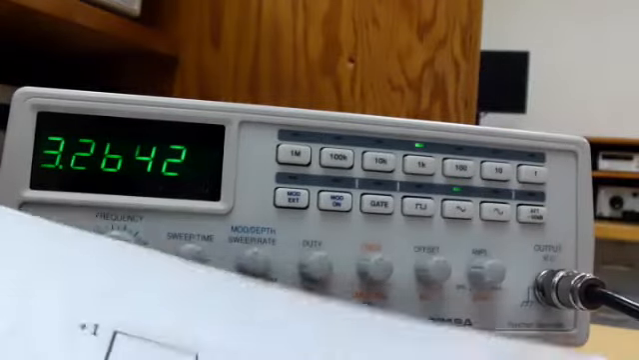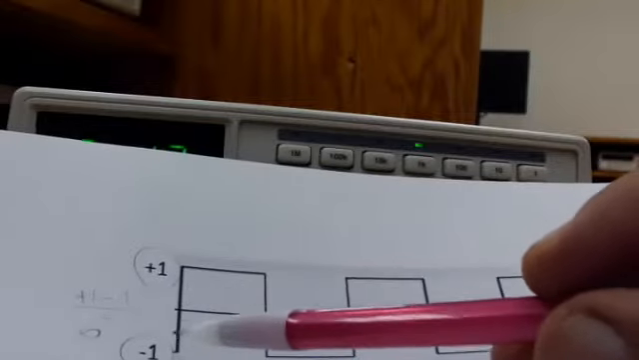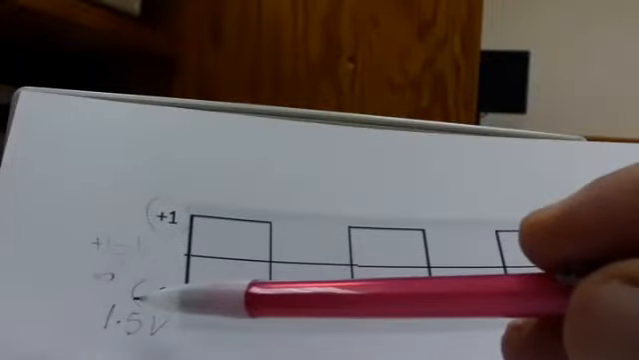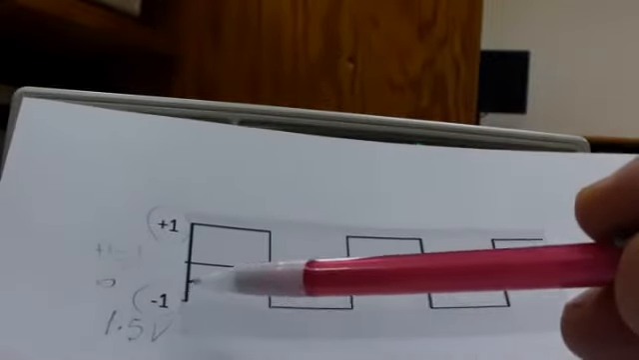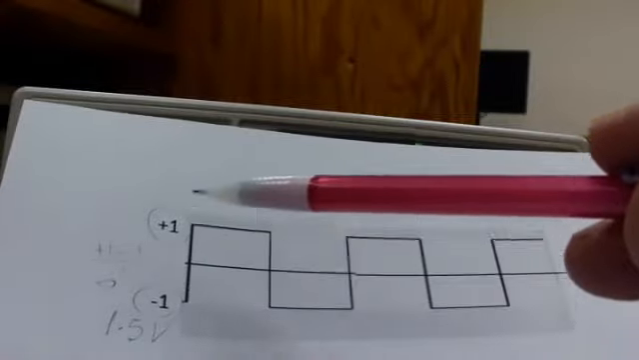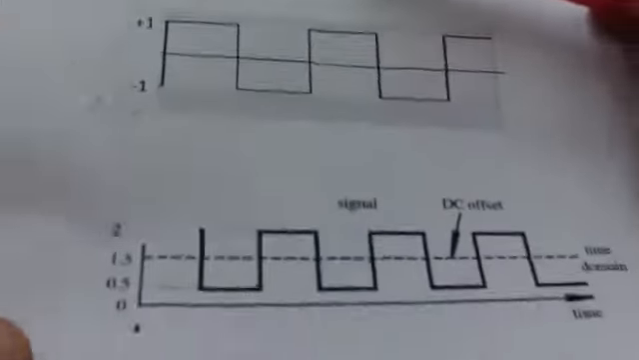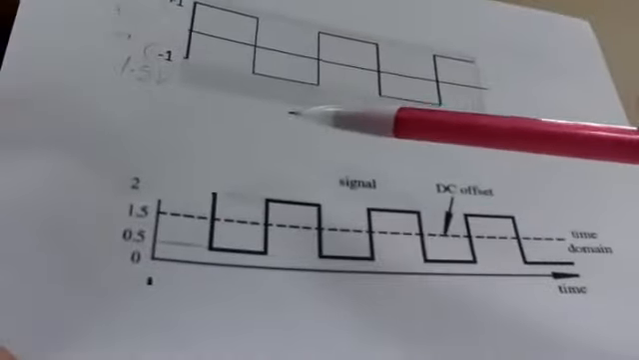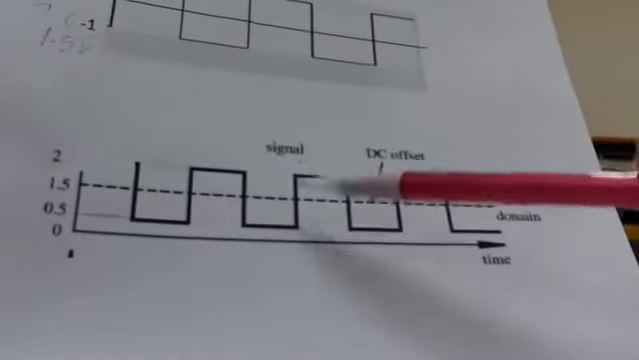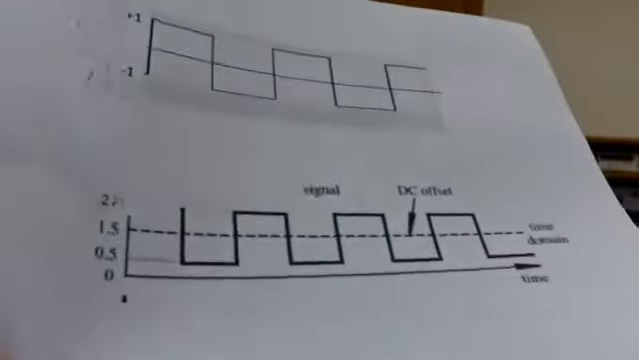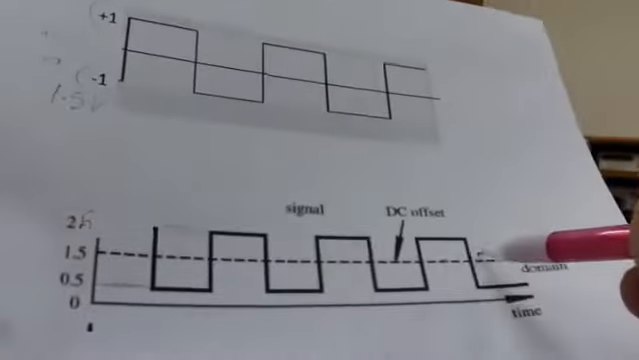Okay, if you want to add a DC offset, let's say you want to add 1.5 volts DC. If you add 1.5 to -1, you'll get 0.5 positive. If you add 1.5 to 1, you get 2.5. So now your new waveform will be from 0.5 to 2.5. That will be your new waveform from 0.5 to 2.5, and that's the DC offset.